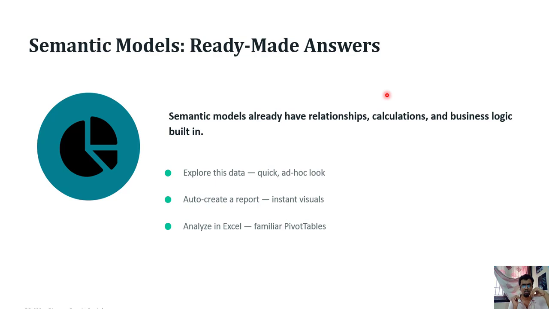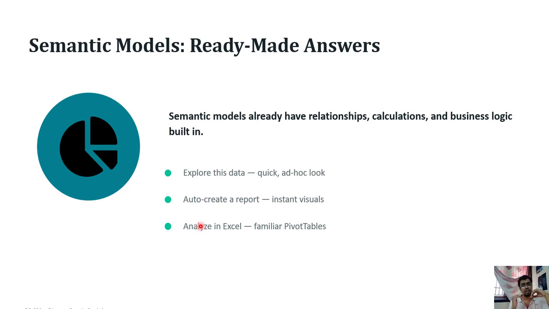Whomsoever having a knowledge about Power BI knows that the semantic models are the basic foundation for creating reports. The semantic models already have relationships, calculations, and business logic rules built within them. With the semantic models available inside Fabric, we can use these options like explore the data option, auto create a report option, and analyze in Excel option. This option is similar to the option available in Power BI service, where we will use analyze in Excel in a report, right? That is this option.